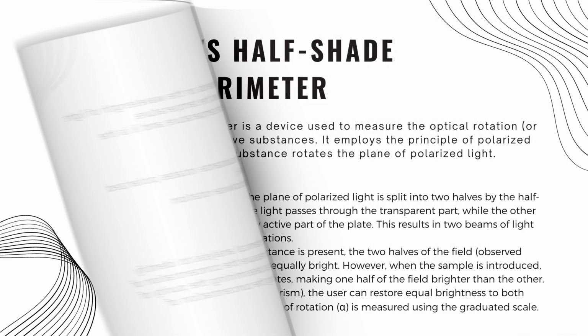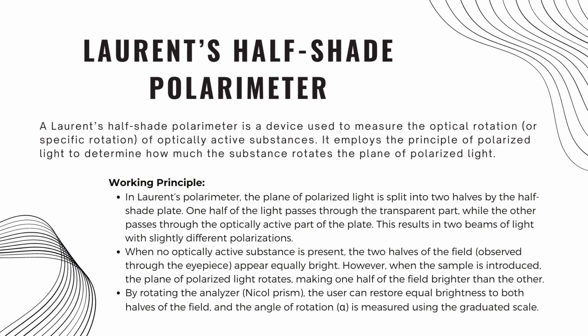of pharmaceuticals. Lorentz half-shade polarimeter. A Lorentz half-shade polarimeter is a device used to measure the optical rotation, or specific rotation, of optically active substances. It employs the principle of polarized light to determine how much the substance rotates the plane of polarized light. Working principle. In Lorentz polarimeter, the plane of polarized light is split into two halves by the half-shade plate. One half of the light passes through the transparent part, while the other passes through the optically active part of the plate. This results in two beams of light with slightly different polarizations.